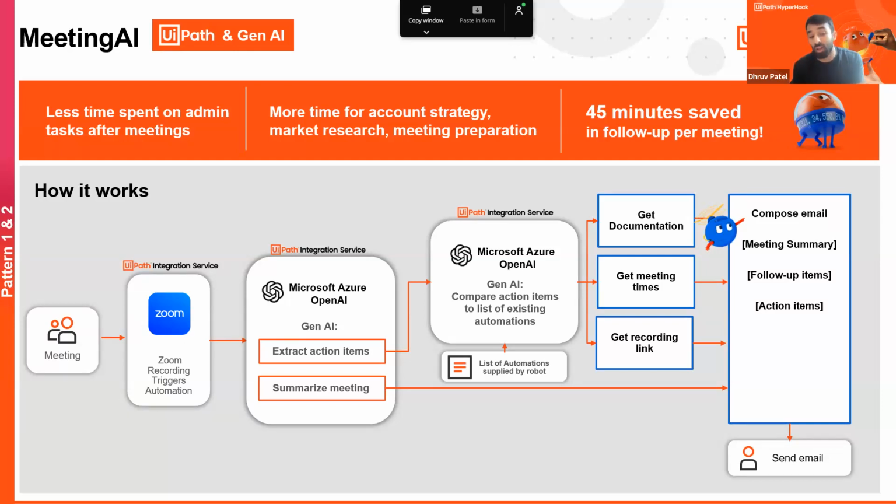Now, we didn't just stop there, right? The summary, of course, we pass on through to this final output, which I'll get to, but really we'll take those action items to the next level. So we take those action items, we do another integration service call to a generative AI model, but this time we have some context applied, right? So we have a list of automations that the robot knows we have access to. The robot supplies that list of automations to the generative AI model.